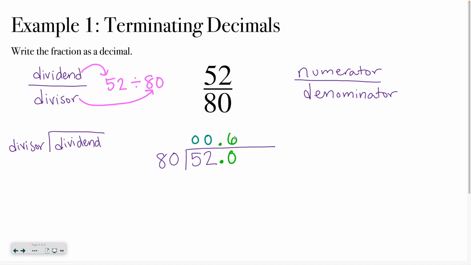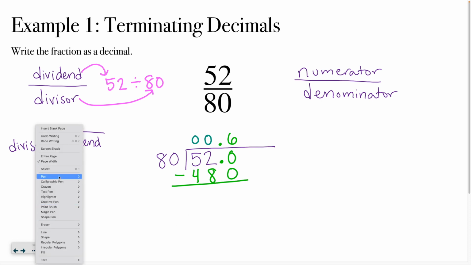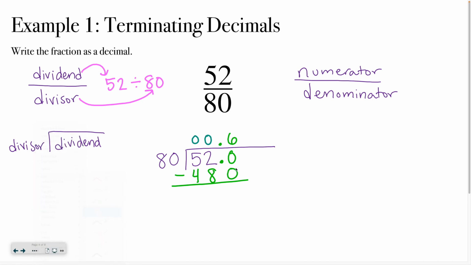So 6 times 0 would give me 0, and then 6 times 8 is 48. So now I would subtract those two numbers. So I would say 0 minus 0 is 0. 2 minus 8 is not going to happen unless I borrow. So I'm going to turn that 2 into a 12. 12 minus 8 is 4. And then 4 minus 4 is 0. All right, great. We have our first number, right?